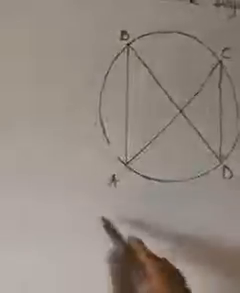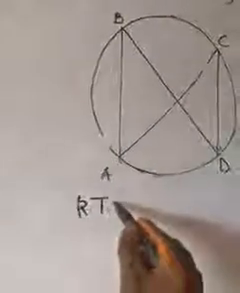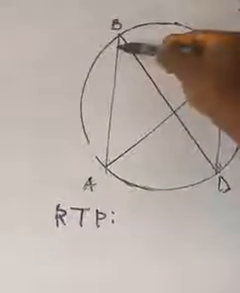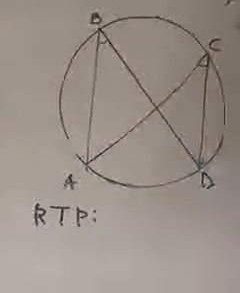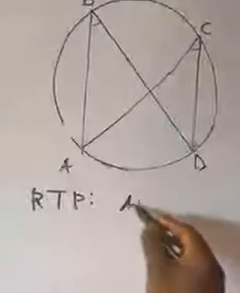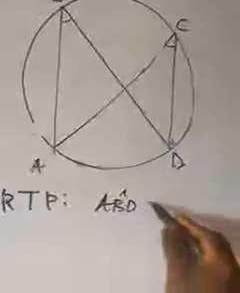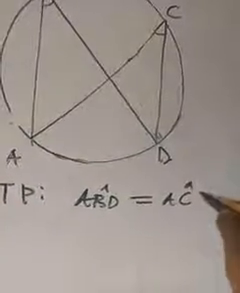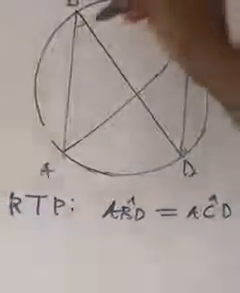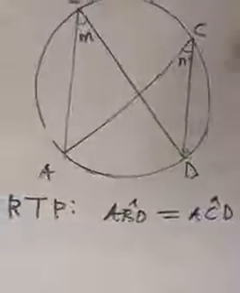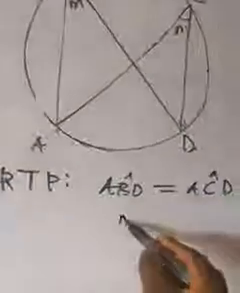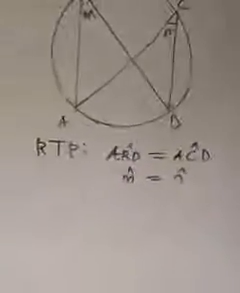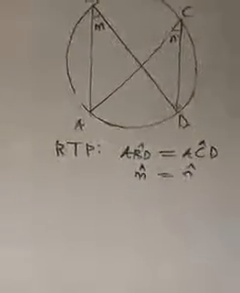Now what we want to prove is that the angles at the same segment, this angle and this angle, are equal. That is, angle ABD is equal to angle ACD. Maybe we put M here and N here. So we want to prove that angle M is equal to angle N. That is what we are required to prove. Now, how do we do this?